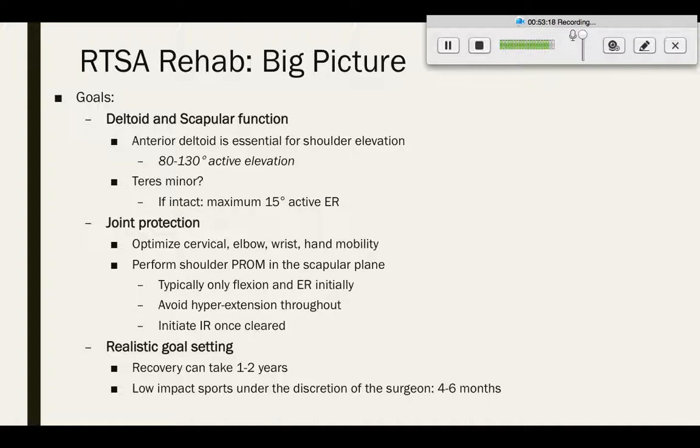Especially if they have a reverse on one side and no joint replacement on the other, just make sure that we're establishing realistic goals. That in addition to long-term recovery that occurs following joint replacement, your range of motion is likely not going to be the same one side versus the other following this procedure, and it will probably look different. As far as return to sport, under the discretion of the surgeon, it's going to be very low impact, and again, 4 to 6 months.